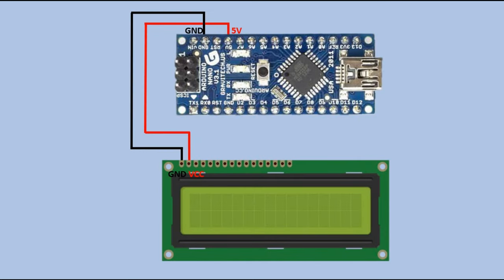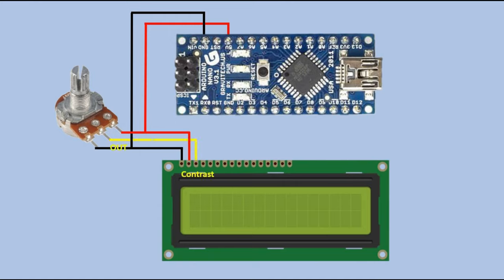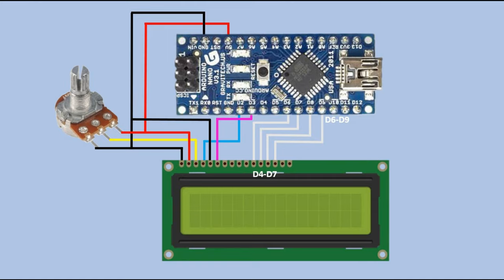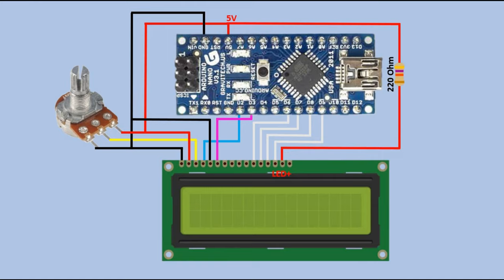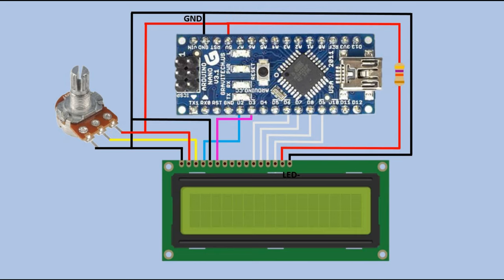Starting with ground and VCC going to Arduino ground and 5 volt pins. Then we introduce a potentiometer, which will allow us to send voltage varying from 0 to 5 volts to contrast pin. Register select pin goes to Arduino digital pin D2. We ground the read-write pin to enable writing to the module. We connect enable pin to digital pin D3. Data pins D4 through D7 go to Arduino digital pins D6 through D9. Anode of the backlight LED goes to Arduino 5V pin through a current limiting resistor. And cathode goes to ground.